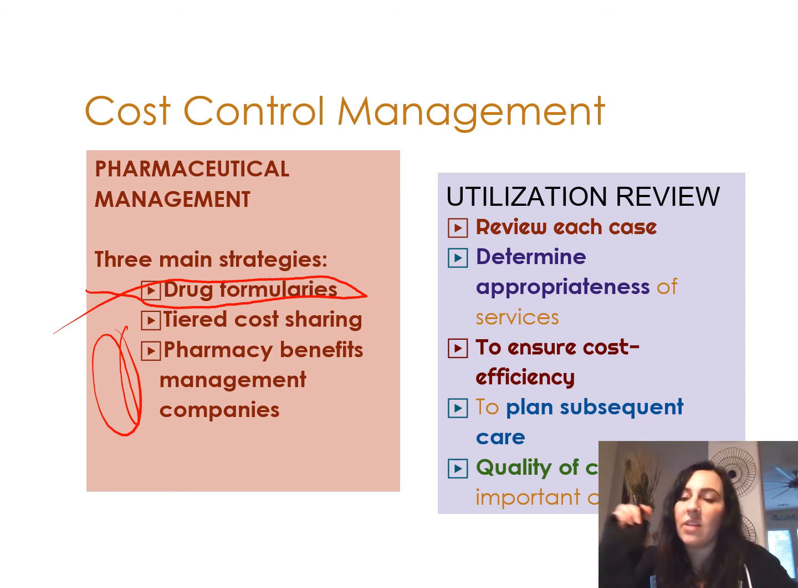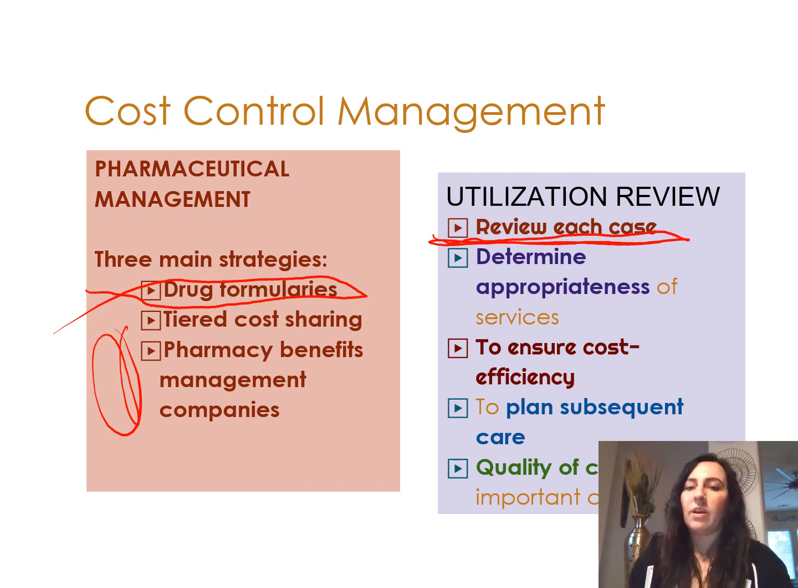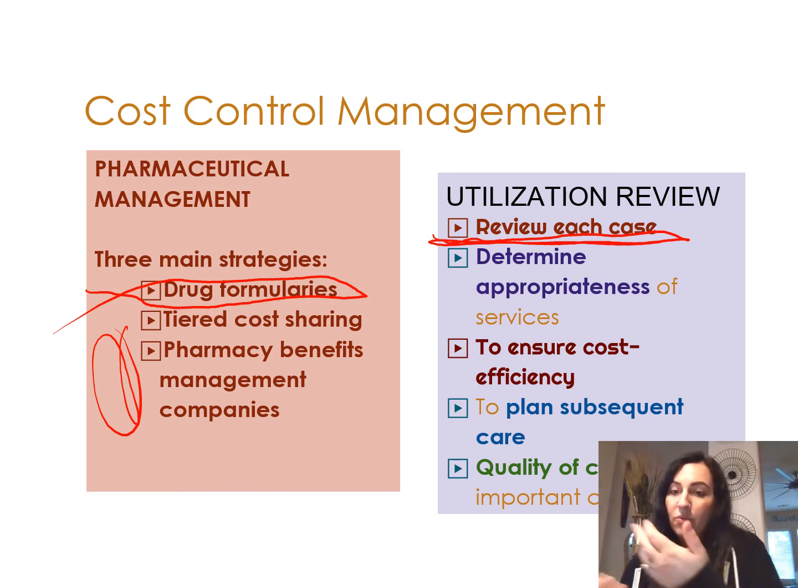Okay, so next let's look at utilization review. This is actually important. This is the big deal, so let's pay close attention. All right, so utilization reviews are where you have somebody reviewing every single case. Every time they review the case, they determine the appropriateness of services, and they ensure that everything done was cost efficient, that there's no waste, and that everything done was according to our standards of care. So you performed quality care for the patient. And this is also to make sure that we are able to plan your further care, your follow-up care, and things like that appropriately.